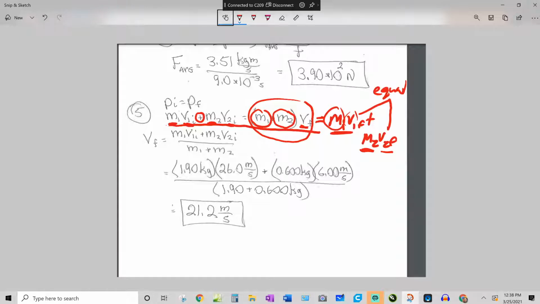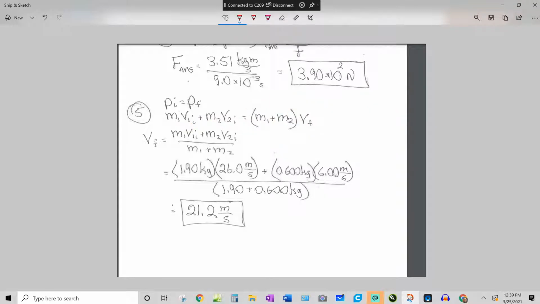So are you okay with that part so far? Yeah. Okay, so once he sets this up, let me just erase all this stuff. Once he has all that set up, this is just the same as that. He's just dividing everything by M1, M2 to isolate final. And then he plugs everything in.